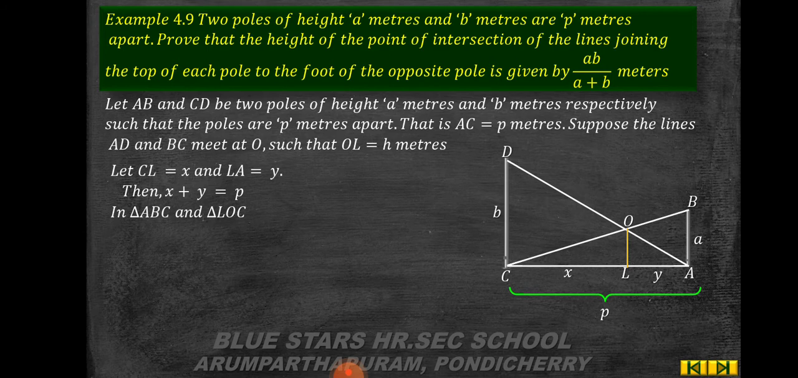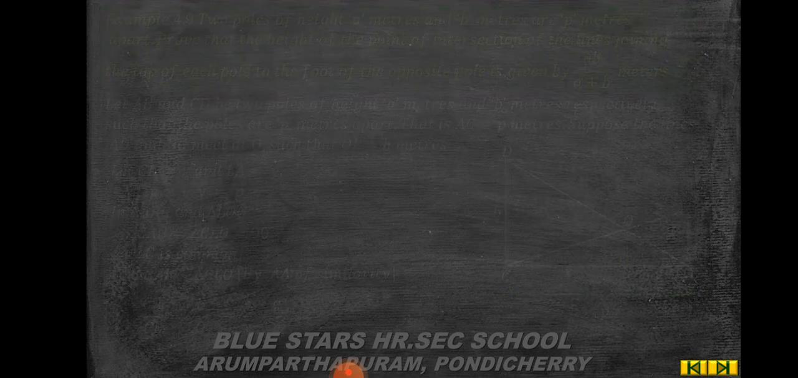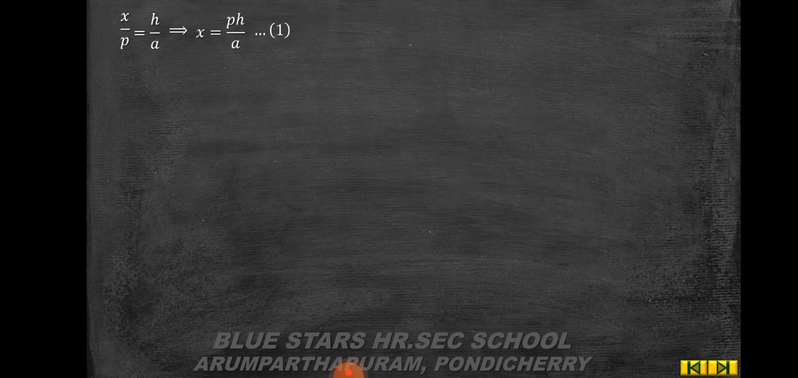So in triangle CAB and triangle CLO, angle CAB is equal to angle CLO is equal to 90 degree. So angle C is common. So triangle CAB is similar to triangle CLO by angle similarity. So CA by CL is equal to AB by LO, which implies p by x is equal to a by h. So x by p is equal to h by a. x is equal to ph by a, which is your equation number 1.